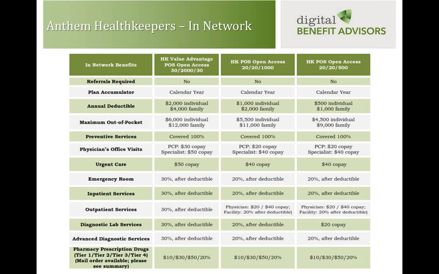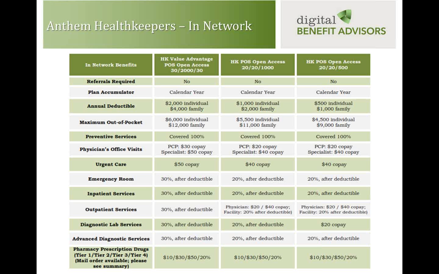The plan accumulates on a calendar year basis, so just keep that in mind. This plan has an annual deductible of $2,000 for an individual, $4,000 for a family, and a maximum out-of-pocket of $6,000 for an individual and $12,000 for a family. I'm going to talk a little bit more about the out-of-pocket maximum and what that means in just a second.